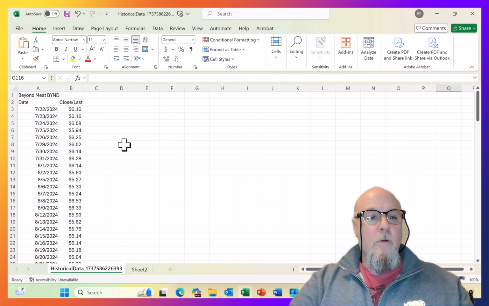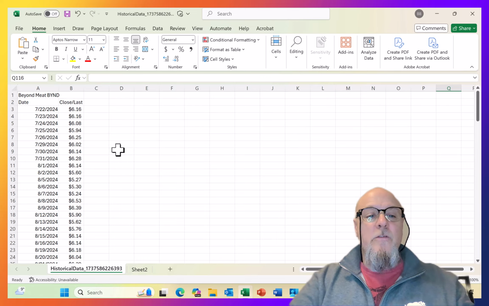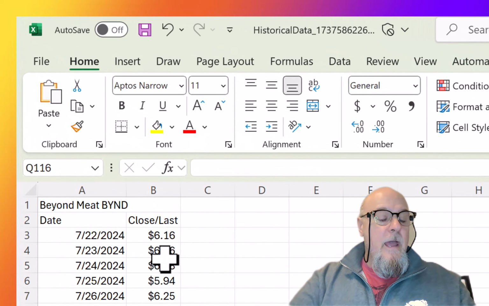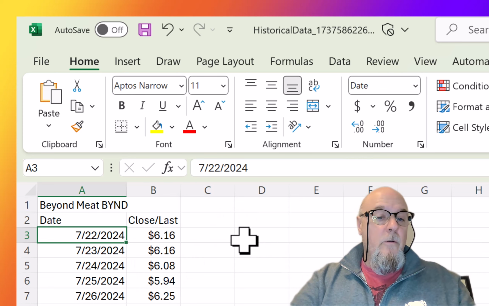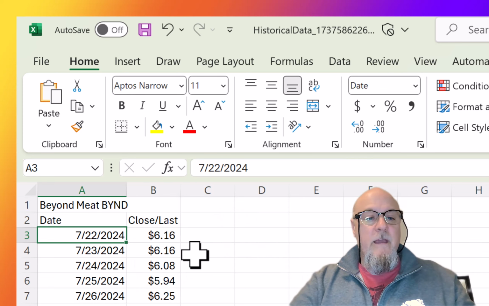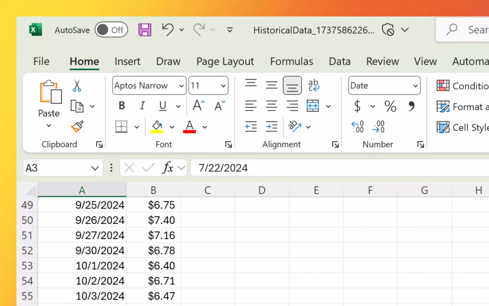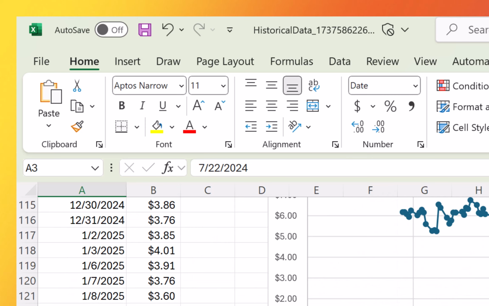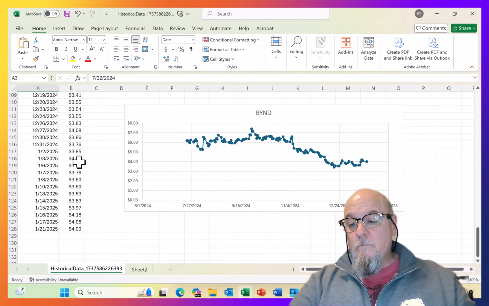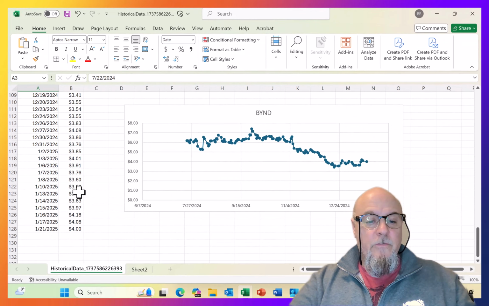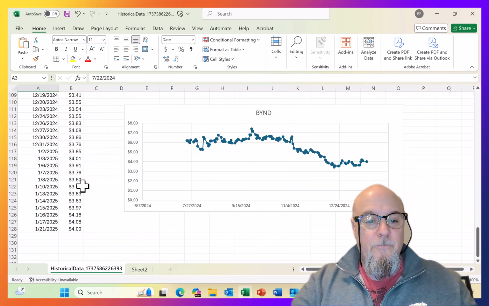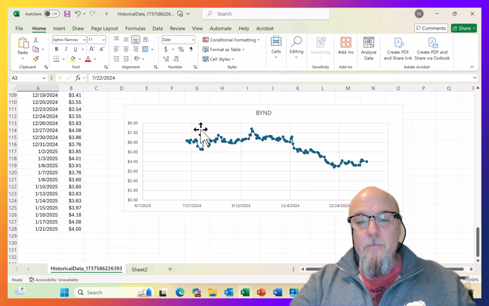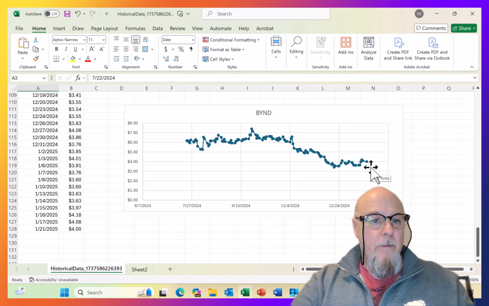So here's the stock price. It's a company called Beyond Meat, lists on the Nasdaq, and here's their daily stock prices. So the closing price, July 22nd, it was $6. If I go all the way down, these are every day the closing price. Yesterday, the 21st, it closed at $4. So it was $6, it's $4 now. It's dropping. So here's a graph of the price, and it looks like it's dropping.